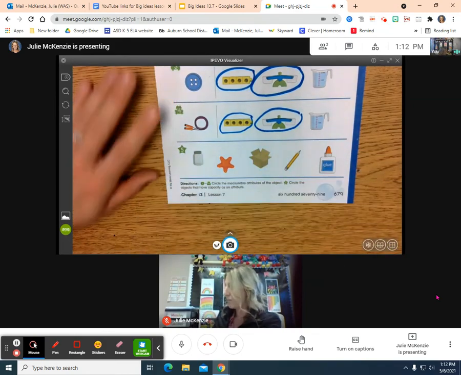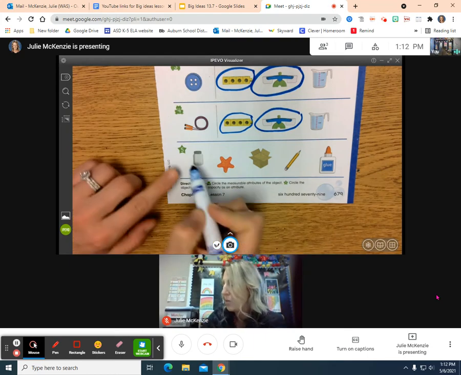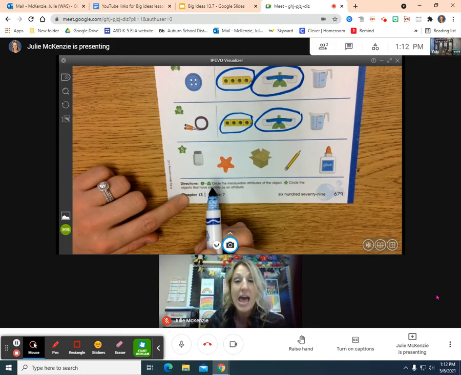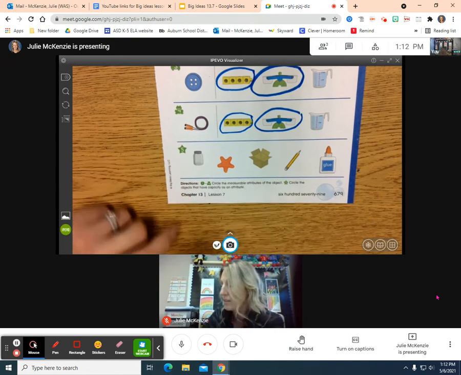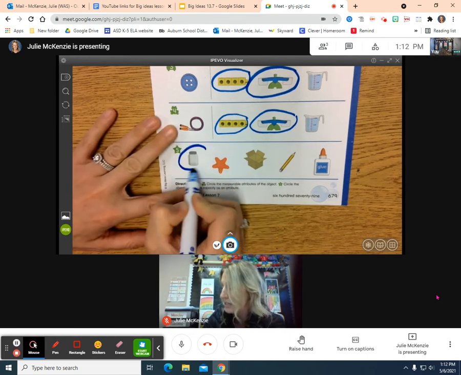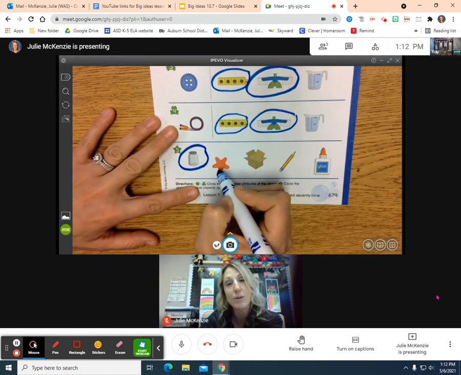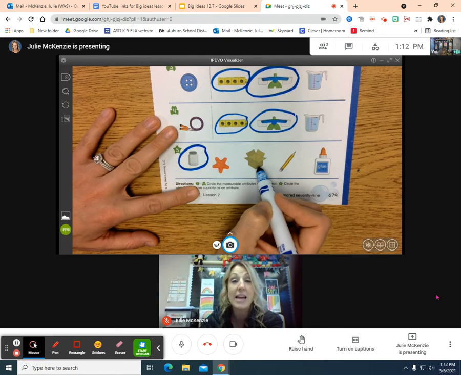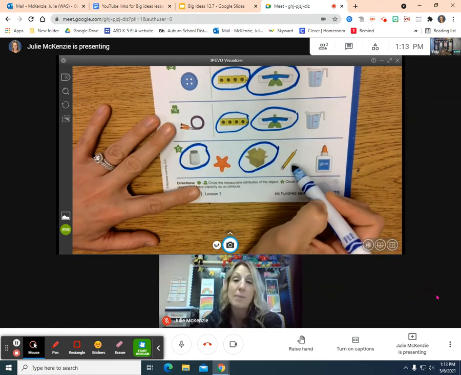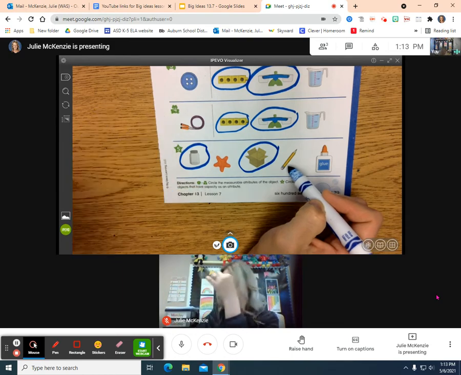All right, on this bottom row, it's a little bit different. I want you to circle any of the objects that have capacity as an attribute. Does a jar have capacity as an attribute? Could you fill it up? Yes, it does. Does a starfish have capacity as an attribute? Nope. Does a box have capacity as an attribute? Could it be filled up with something? Yes. You can fill up a box. Does a pencil have capacity as an attribute? No, it can't be filled up with anything.